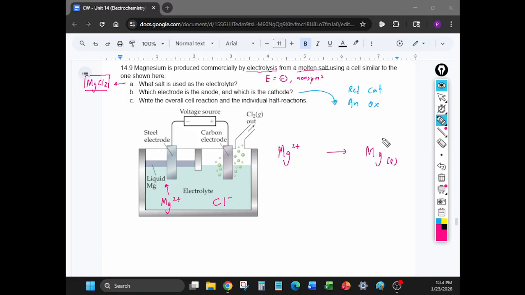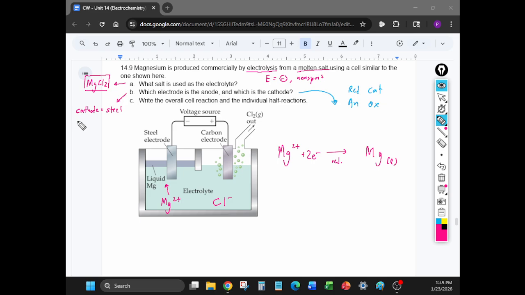Now, liquid magnesium does not have a charge. That means it is neutral, so it is 0. So we're going from +2 to 0. If we go from +2 to 0, we are going in the negative direction. That means we are gaining electrons. So Mg2+ is gaining 2 electrons to become liquid magnesium. If you gain electrons, if you remember, that is reduction. And reduction happens at the cathode. That means that the steel electrode right here is going to be our cathode. So for our answer for part B, the cathode is going to be the steel electrode.